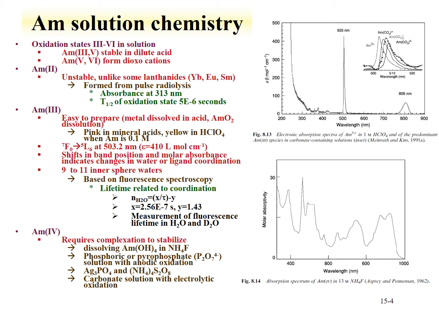There are some shifts in this band position and the molar absorbance as a function of coordination, as shown here in the figure, where the free americium has this absorbance of 503 nanometers. And then as carbonate species are formed, you get a higher wavelength shift with the increase in coordination of the americium. For the free ion, they're on the order of 10 inner-sphere waters coordinating. A common property of the actinides is high coordination numbers.